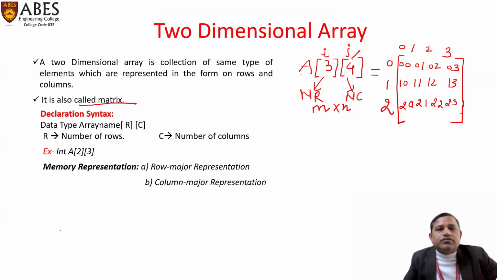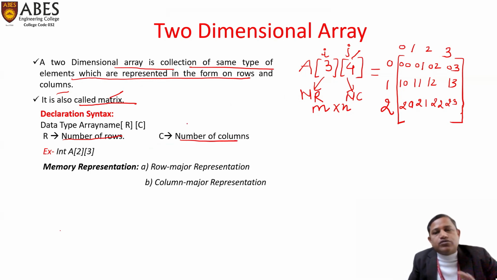So what is a two-dimensional array? It is a collection of the same data types represented in the form of rows and columns. It is also called a matrix. Here I have represented rows as NR and columns as NC. You can choose any name you want. Now let's look at the memory representation.